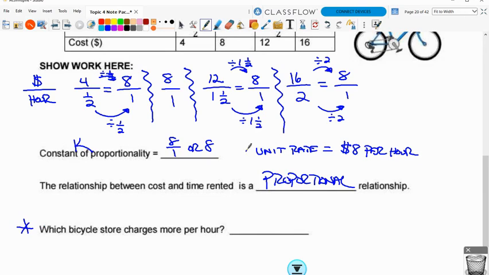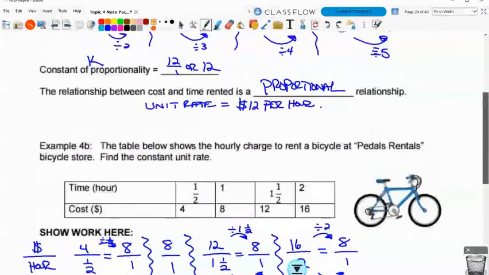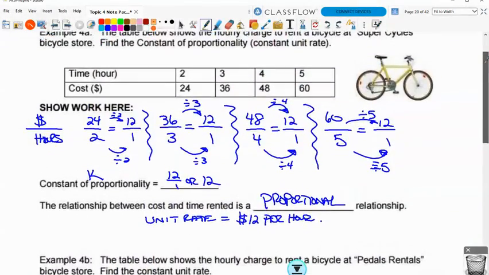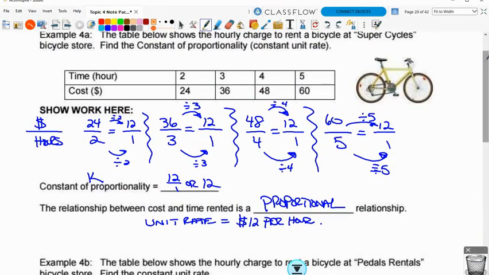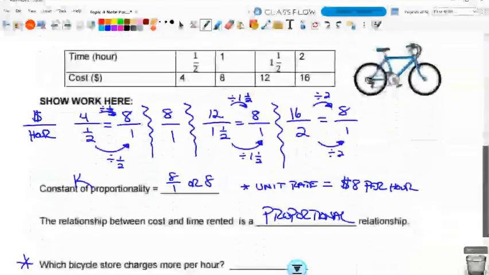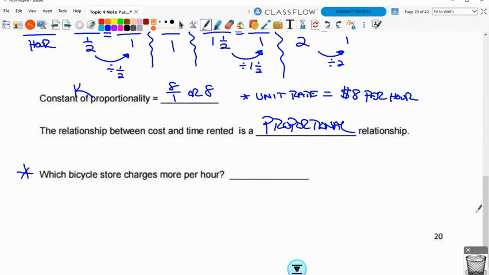And so our last question wants to know which bicycle store charges more per hour. Well, we just saw right here at Pedals Rentals, it was $8 per hour. And in our last example, right here for Supercycles, we saw, right there's our unit rate, it was $12 per hour. So that was the higher unit price. So it was Supercycles. Supercycles charges more per hour to rent a bicycle.